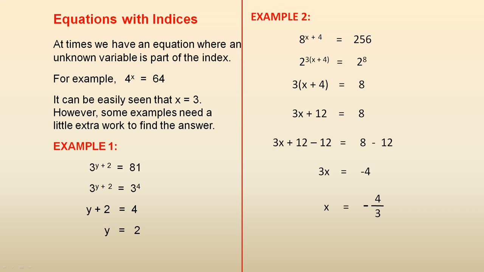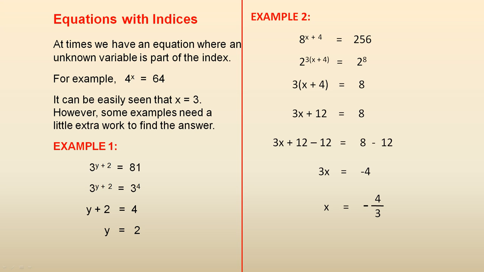Equations with indices. At times we have an equation where an unknown variable is part of the index. For example, 4 to the x equals 64. It can be easily seen that x equals 3. However, some examples need a little extra work to find the answer.